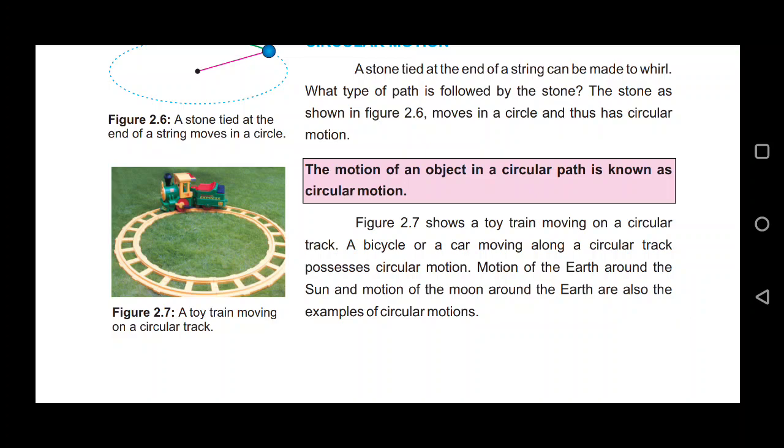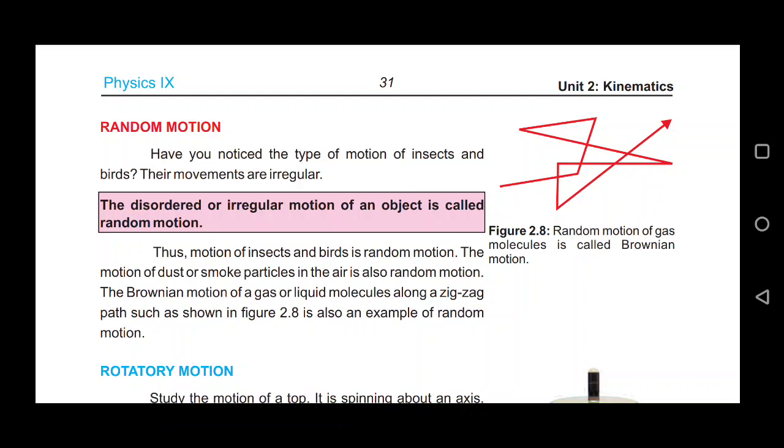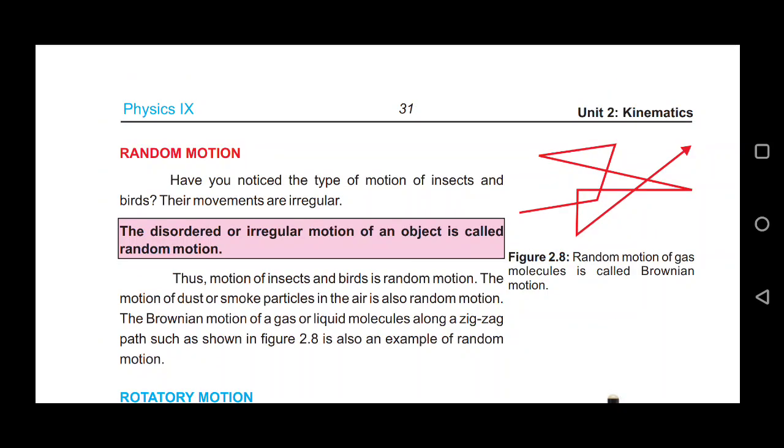And circular motion is two-dimensional motion. And the third type of translational motion is random motion. In translational motion, there are two conditions: the motion could be along a straight path or curved path, and the second condition is that there is no rotation. So random motion is the no rotation motion. Random motion is the disordered or irregular motion of an object.